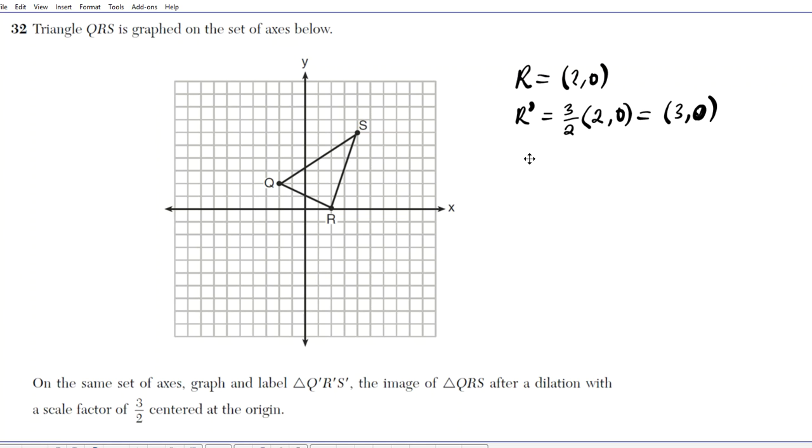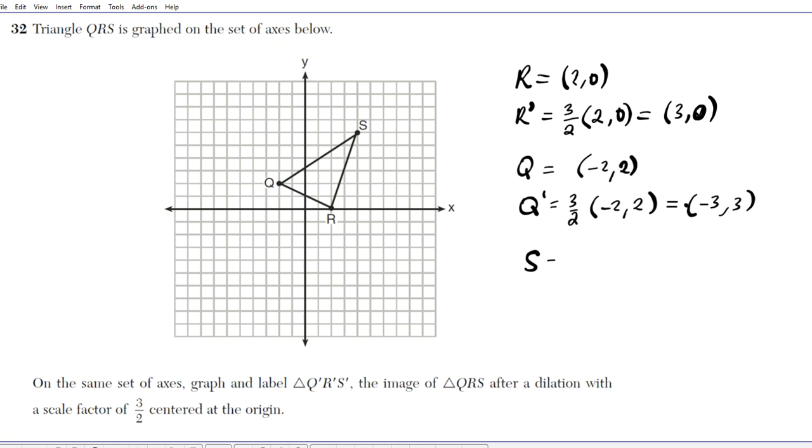Okay, and then we have point Q, which is -2, 2. So Q prime, dilating by a factor of 3 over 2 of -2, 2, just distributes 3 over 2 across. The 2's cancel out, you have -3, 3. And then the last one is point S.